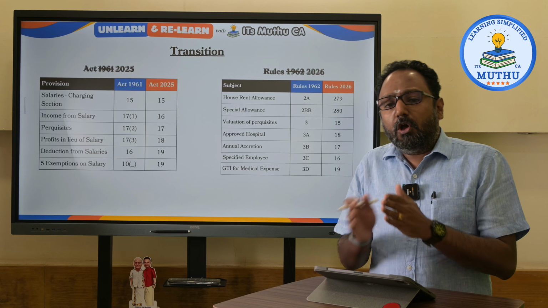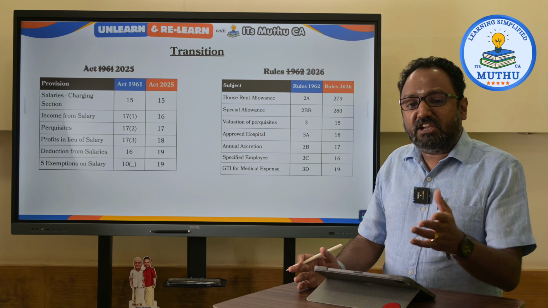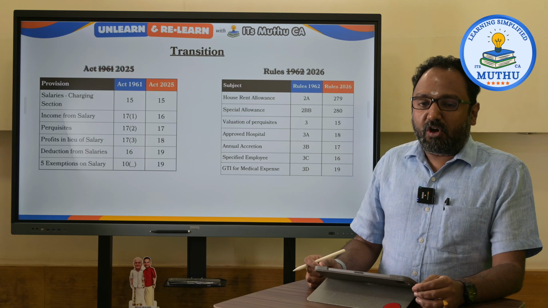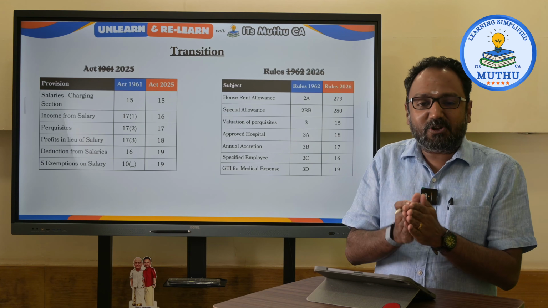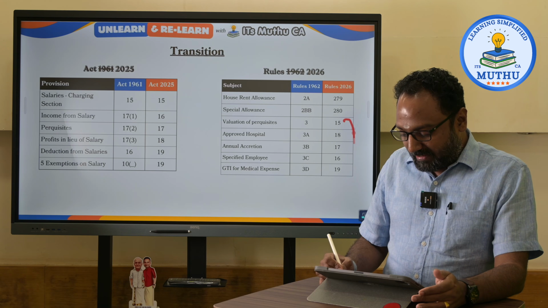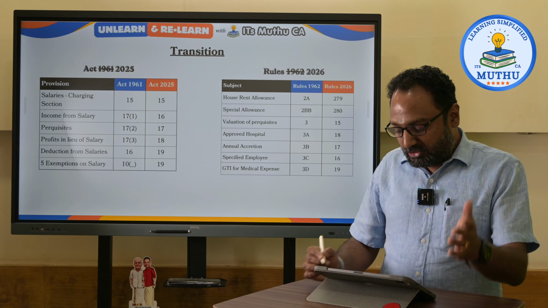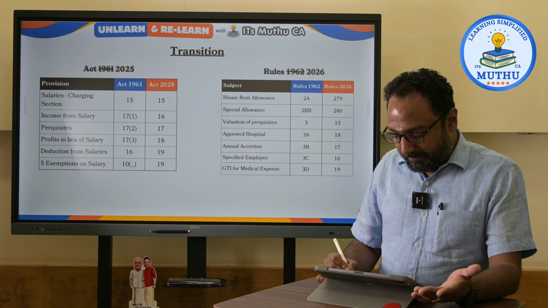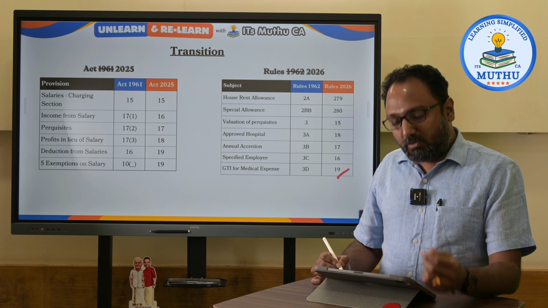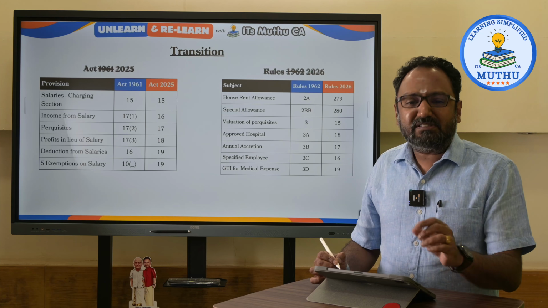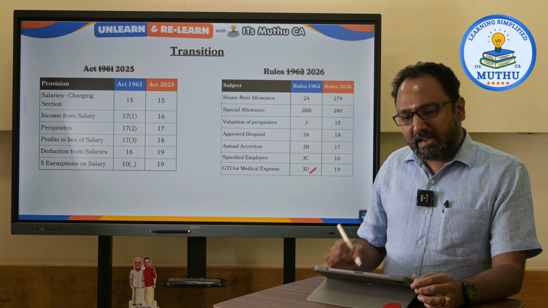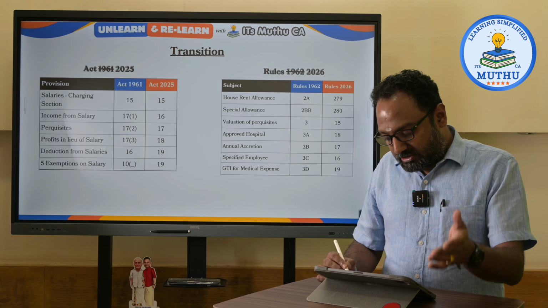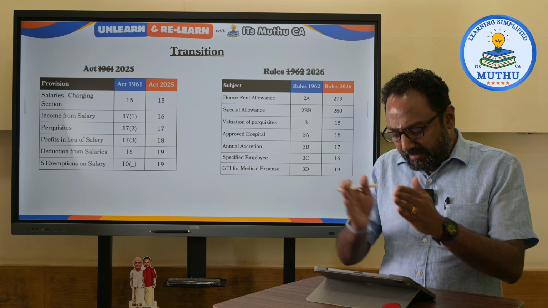Now, what about the rules? Rules 1962 is now Rules 2026. What is changing with respect to the structure? Interestingly, the new rule numbers for salary are going to be 15 to 19. Sections are also 15 to 19. Rules are also 15 to 19. Rule 15 is about valuation of perquisites, which was earlier rule 3. Rule 16 is the specified employee, like when do you call someone a specified employee? That was in rule 3C earlier. Rule 19 is about gross total income that is required for medical expenses, specifically related to abroad expenses. That was 3D, now it is 19. And approved hospitals for prescribed diseases for medical perquisites, which was earlier under 3A, is now 18. These are the rules there.